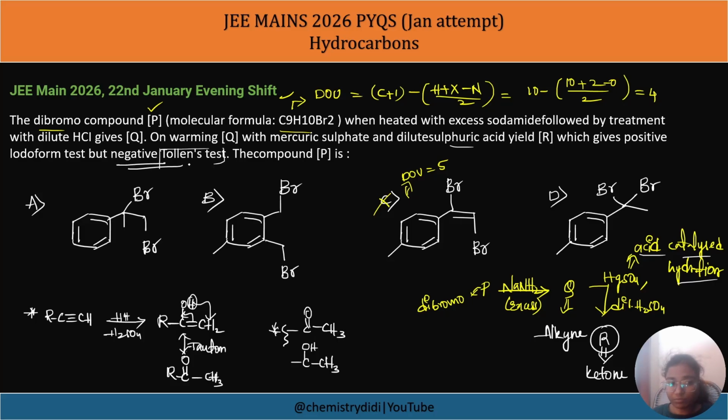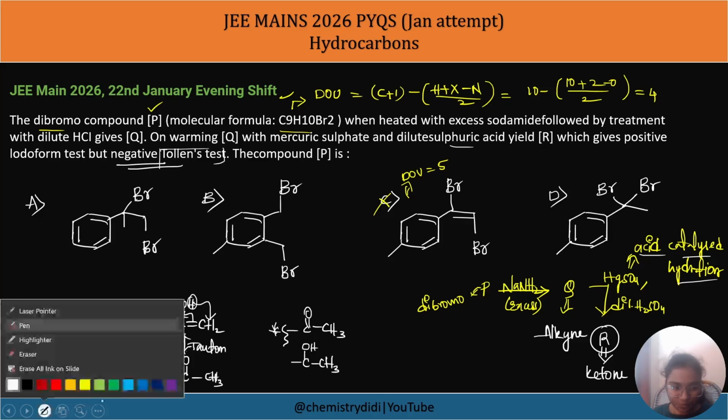It gives negative Tollens test. So generally aldehydes give positive Tollens test. Okay. So ketones give negative Tollens test. That's why R should be a ketone. So in order to give positive iodoform test, this should be a methyl ketone. Okay. And in order to get a methyl ketone, this should be a terminal alkyne. Okay, so from all this information, we can find out P over here now. So let's do that.